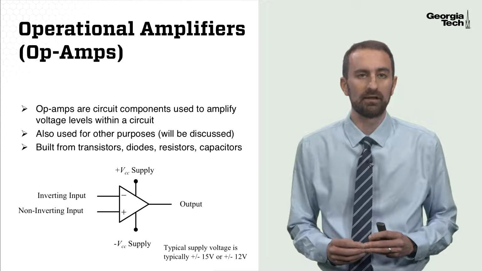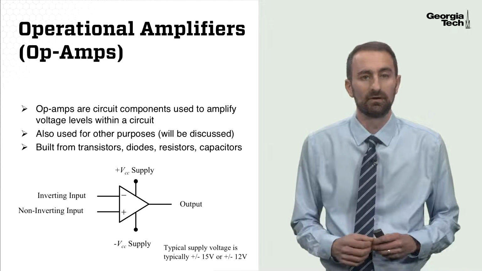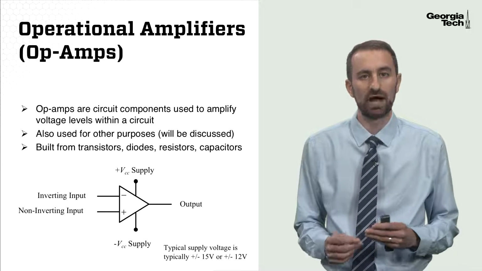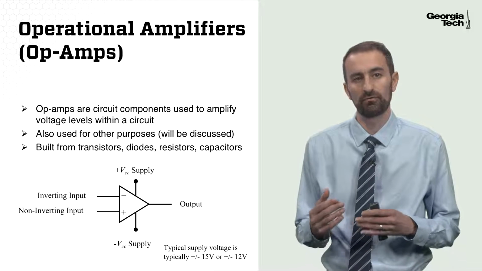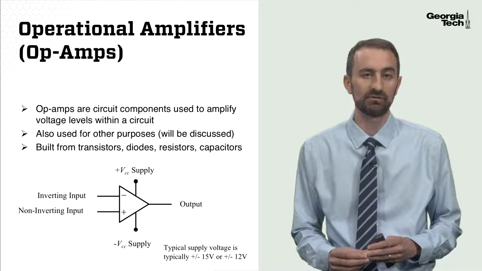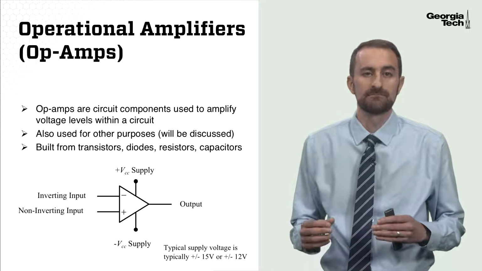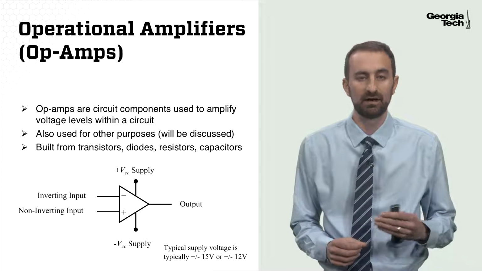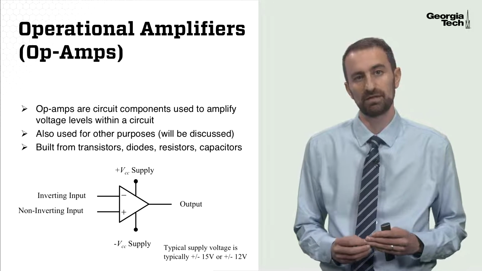A common circuit element that's used to amplify voltage signals is called an op-amp, or an operational amplifier. Op-amps are built from transistors, diodes, resistors, and capacitors. They're used first and foremost for signal amplification, but as we'll show in a few minutes, are also used for other purposes. The two inputs to an op-amp are called the inverting input and the non-inverting input, and we'll see how those inputs are used in amplification circuits.